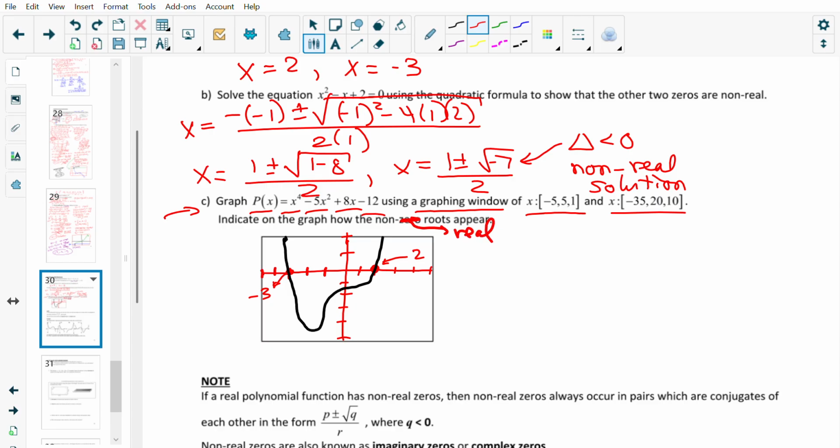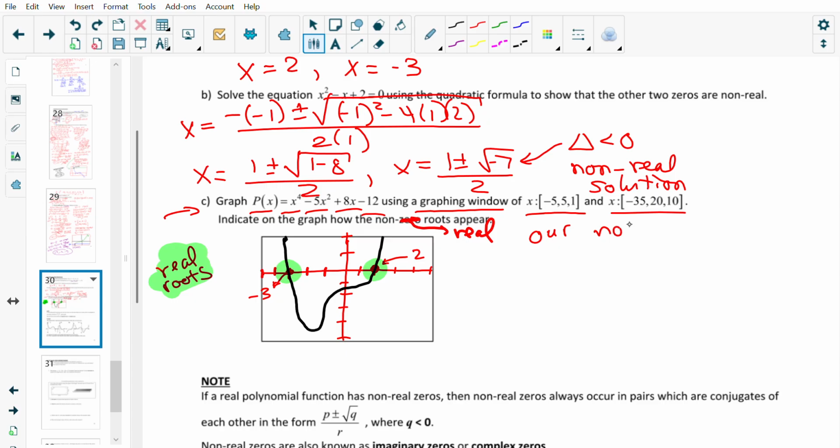Sorry, let me correct that. That should be non-real. Okay. How do the non-real roots appear? First off, the real roots are right here. Okay. Real roots highlighted in green. Okay, good. How do the non-real roots appear?